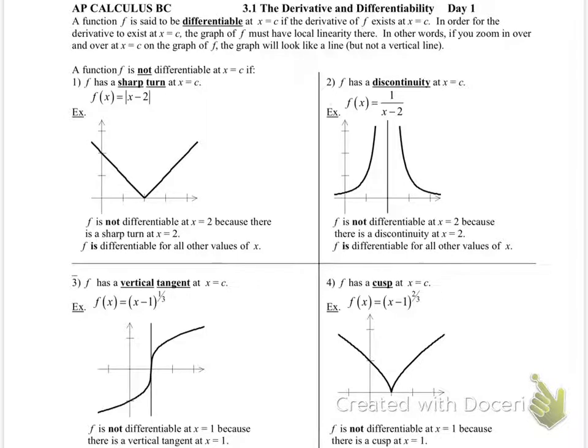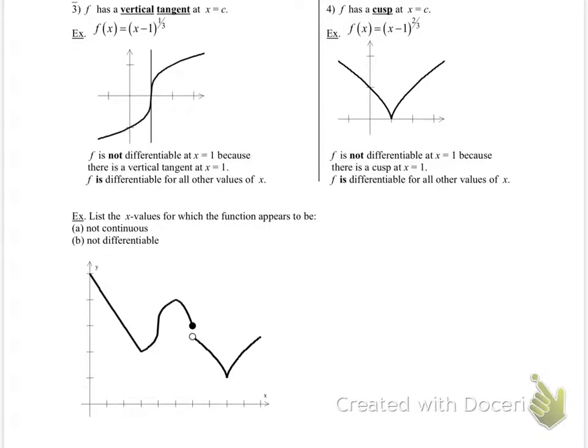Here, it is not differentiable. Number 1 at the sharp turn, it's not differentiable because there's a sharp turn. Number 2, there's a discontinuity. Number 3, there's a vertical tangent. And number 4, there is a cusp. Okay, covered it all. Here we go, onwards and upwards.